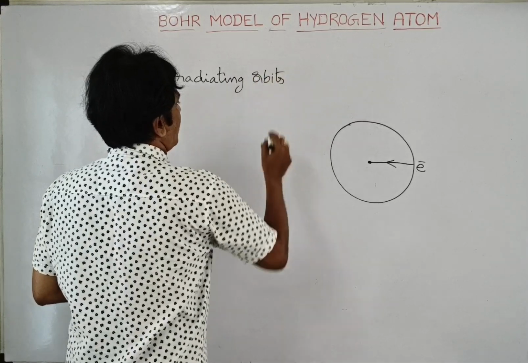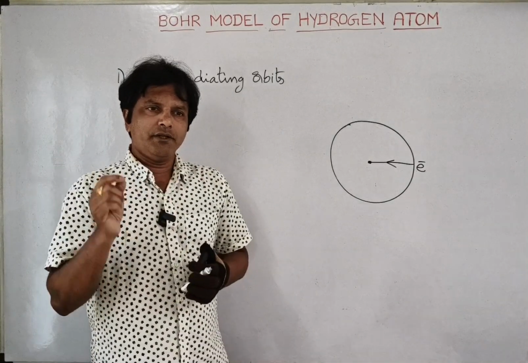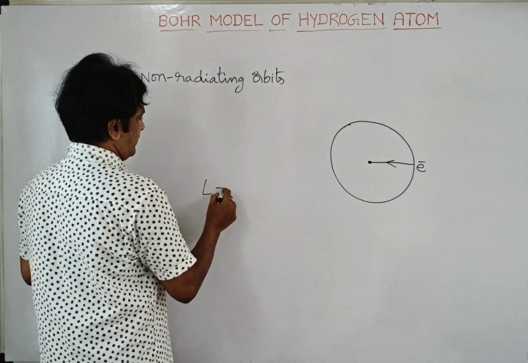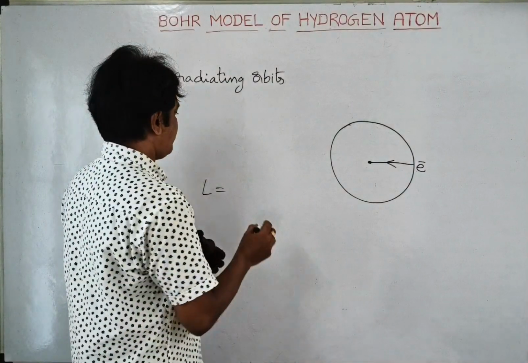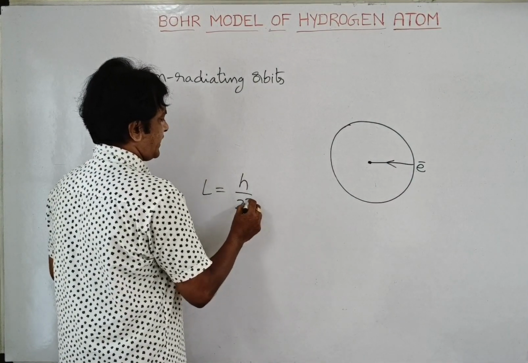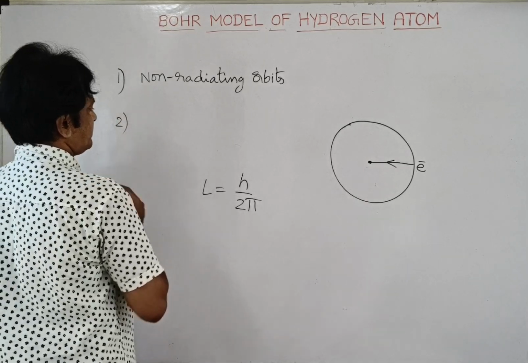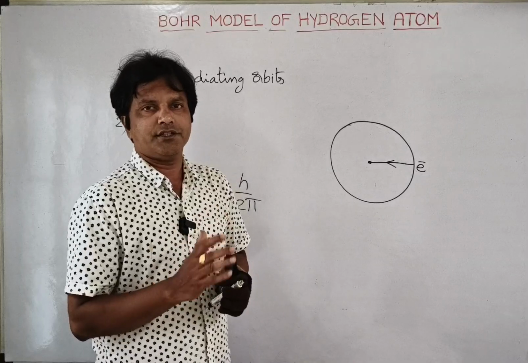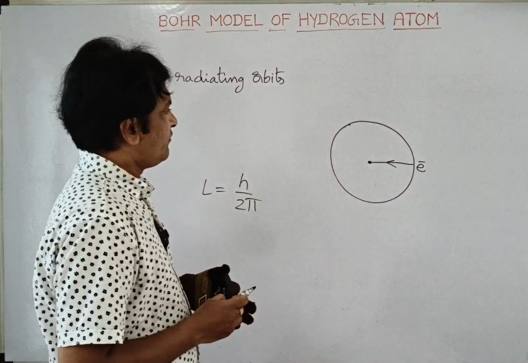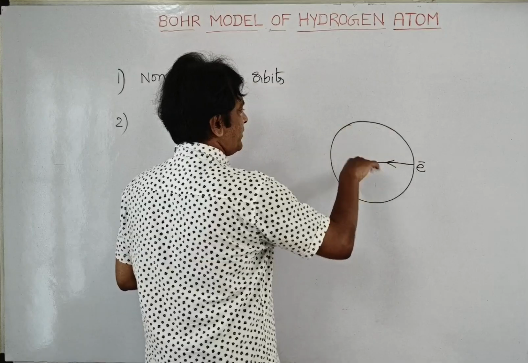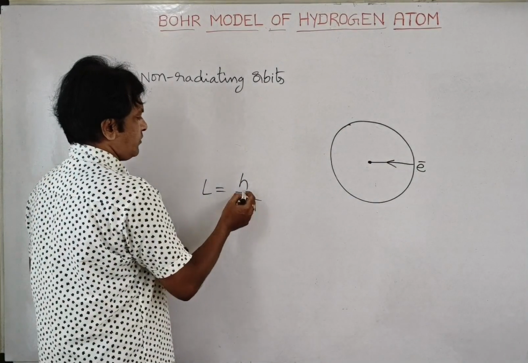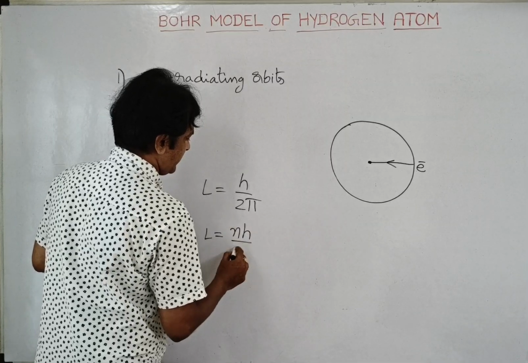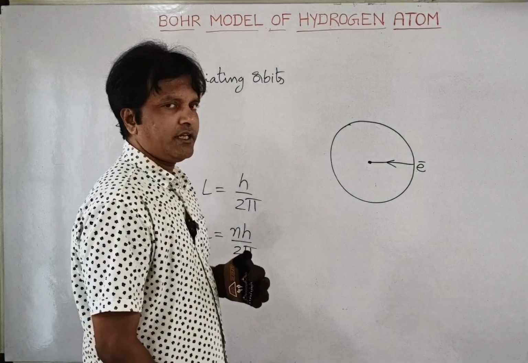Okay, so how will these orbits be? The orbits are decided in such a way that the angular momentum of the electron L is an integral multiple of h by 2 pi. This is the second postulate in the Bohr model. For the orbit in which the electron is moving continuously in a circular path, the angular momentum is an integral multiple of h by 2 pi. So we can write it as nh by 2 pi, where n is an integer.